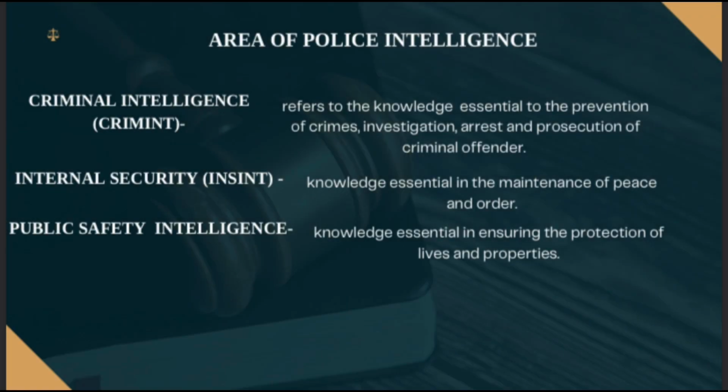Areas of police intelligence. Criminal intelligence or CRIMINT refers to the knowledge essential to the prevention of crimes, investigation, arrest, and prosecution of criminal offenders. Internal security intelligence or INSINT, knowledge essential in the maintenance of peace and order. Public safety intelligence, knowledge essential in ensuring the protection of lives and properties.